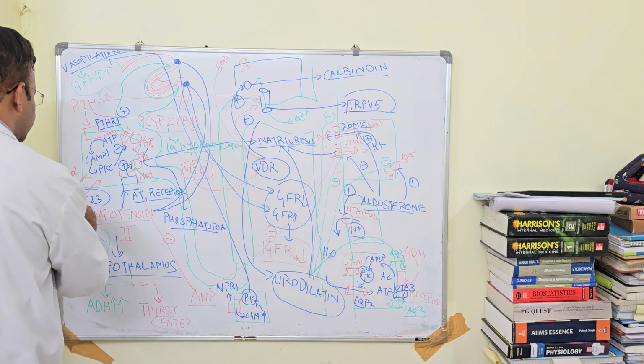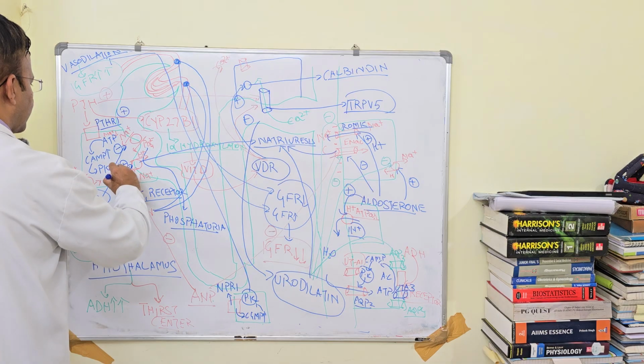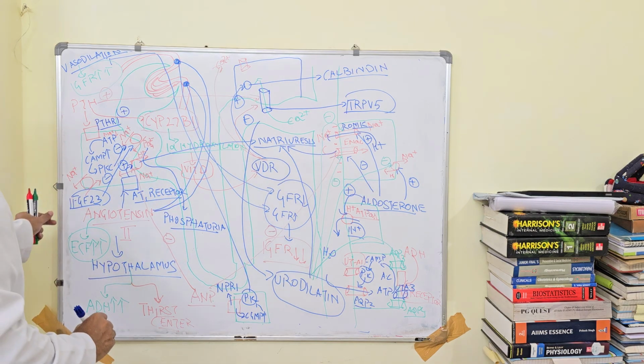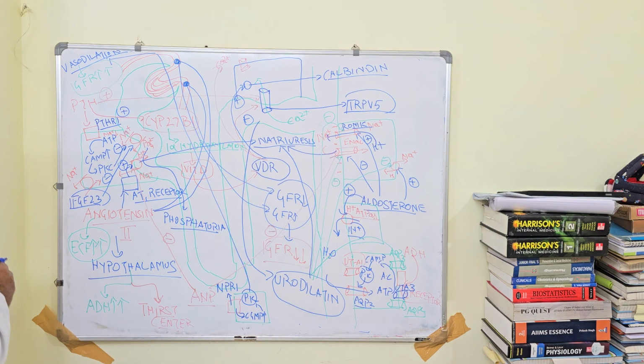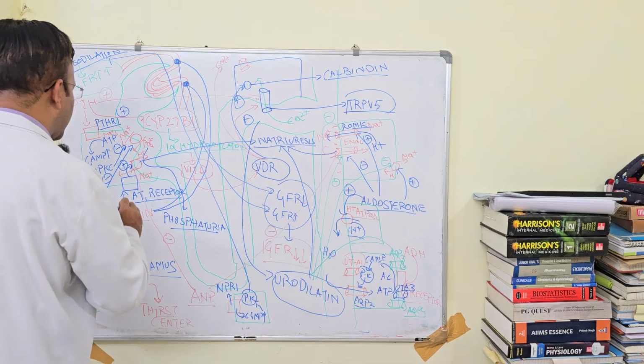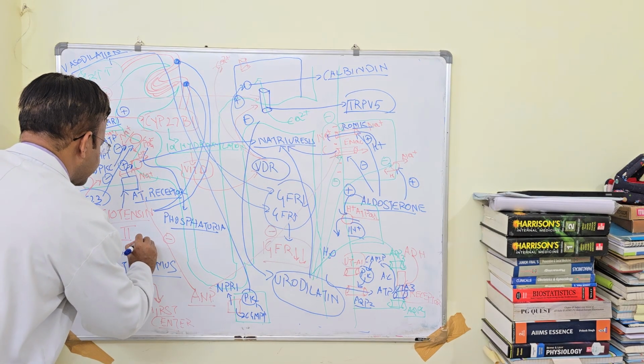Apart from that, there is one hormone called FGF23. This will also inhibit your sodium phosphate symporter, so this will also lead to phosphoturia. Apart from that, there is one more hormone called dopamine.